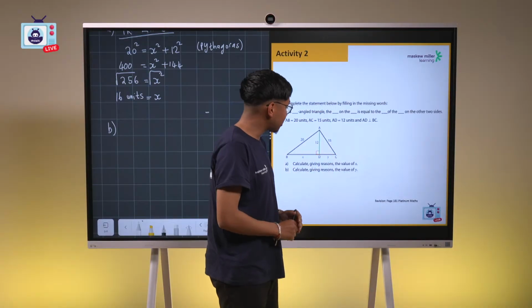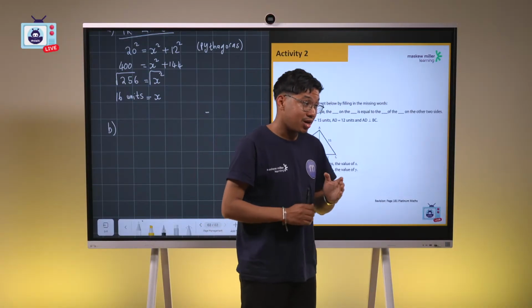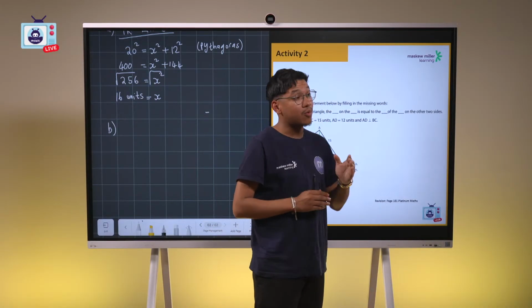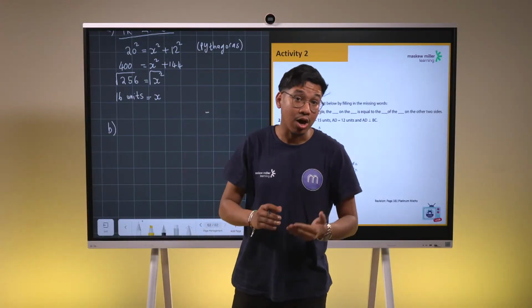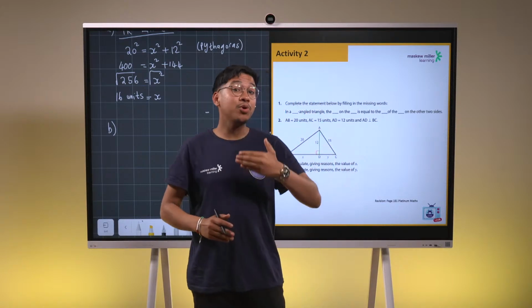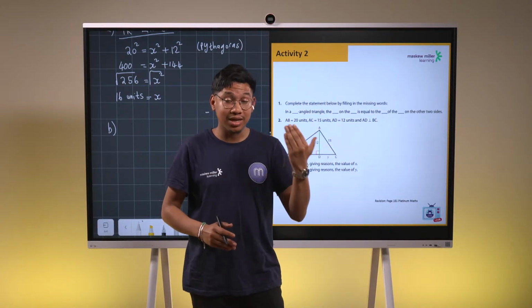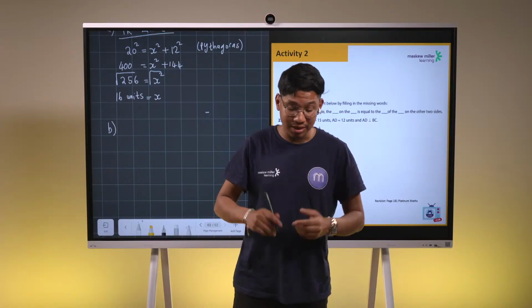Right, girls and boys, I hope that you have enjoyed the lesson. I hope that you have taken note of how we can solve for unknown sides using Pythagoras' theorem. I hope that you saw how we prove that the triangle is 90 degrees or whether it isn't 90 degrees.